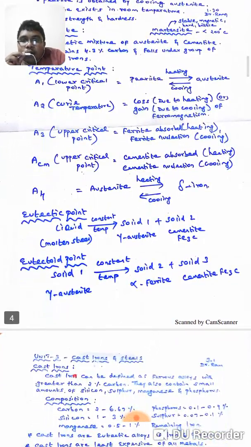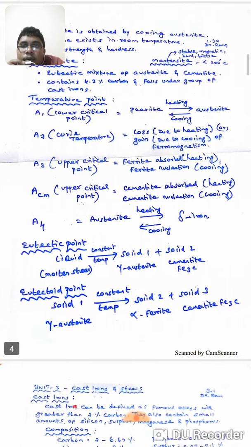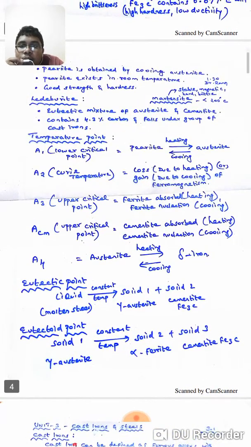At the eutectic point, the liquid at constant temperature gives two solid phases. This is known as the eutectic point. Whereas at the eutectoid point, the solid austenite converts into alpha ferrite and cementite. This is about the temperature points, the eutectic point and the eutectoid point.